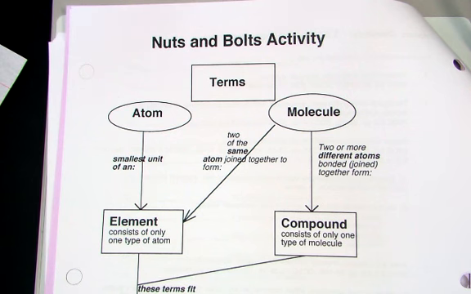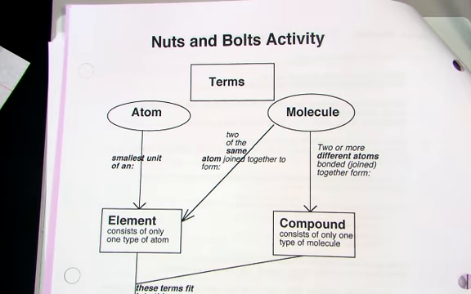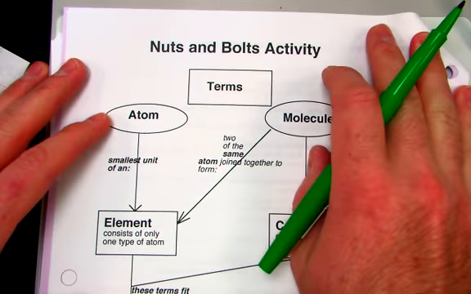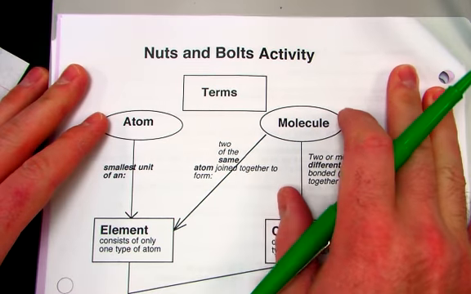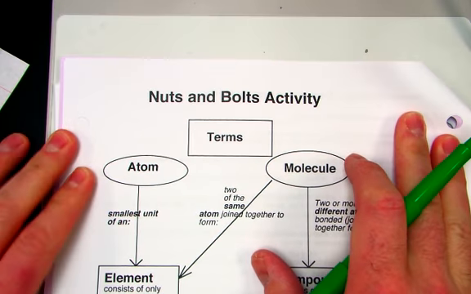All right, everyone, this is our nuts and bolts activity, and we're going to go over how to distinguish between atoms, molecules, elements and compounds, and a few other terms, okay? So the first two terms you want to distinguish between are atoms and molecules. And with nuts and bolts, these are the symbols that we're going to use, just in case you're not too familiar with these, all right?